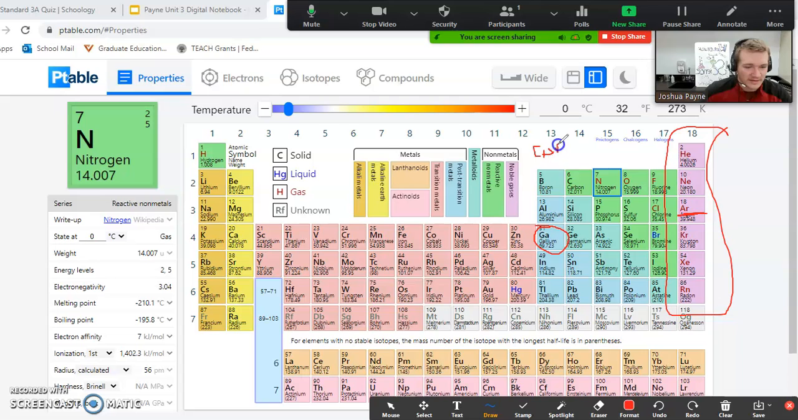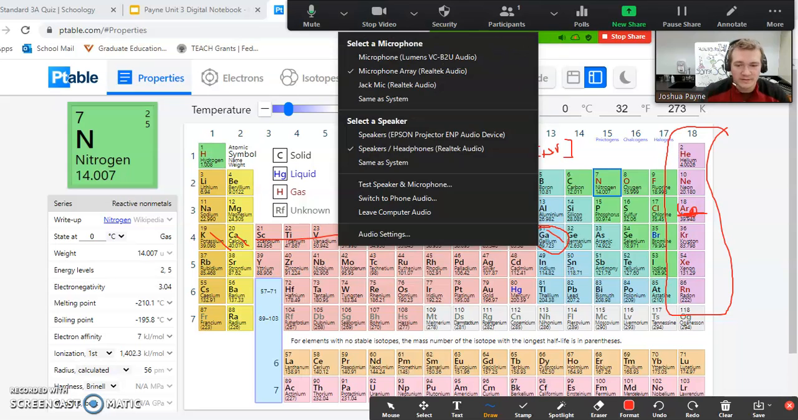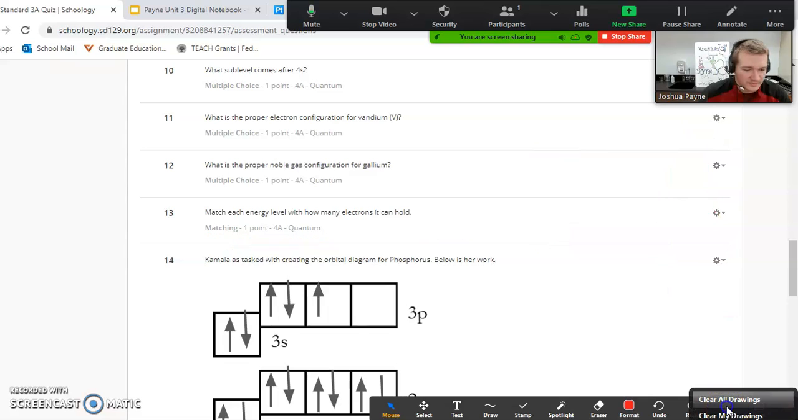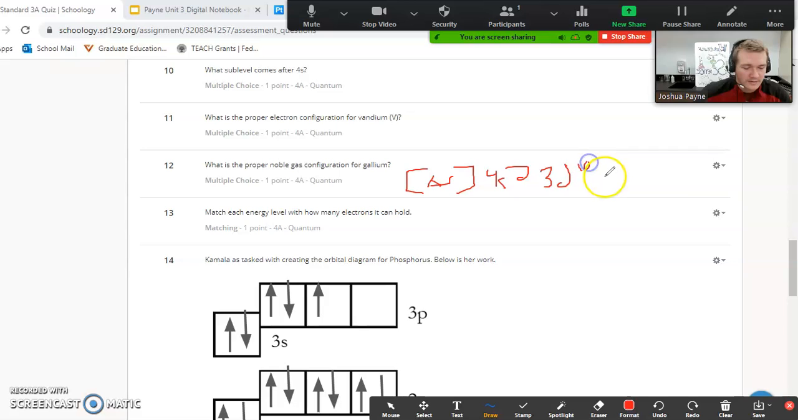When we're writing this out, we would start with argon, its atomic symbol, in parentheses. And then we go to 4s2, 3d10, and then 4p1, because we just continue on as normal. So for gallium, we would have in parentheses Ar, then 4s2, 3d10, and then 4p1. There we go. That's all you've got to do.